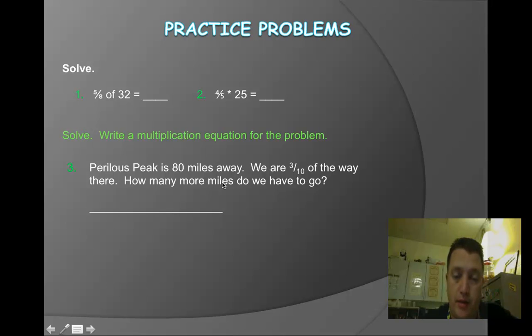So this perilous peak is 80 miles away. We are 3/10 of the way there. How many more miles do we have to go? Okay, and that's going to be for you to work out. And if you have any questions, we'll address those in class.